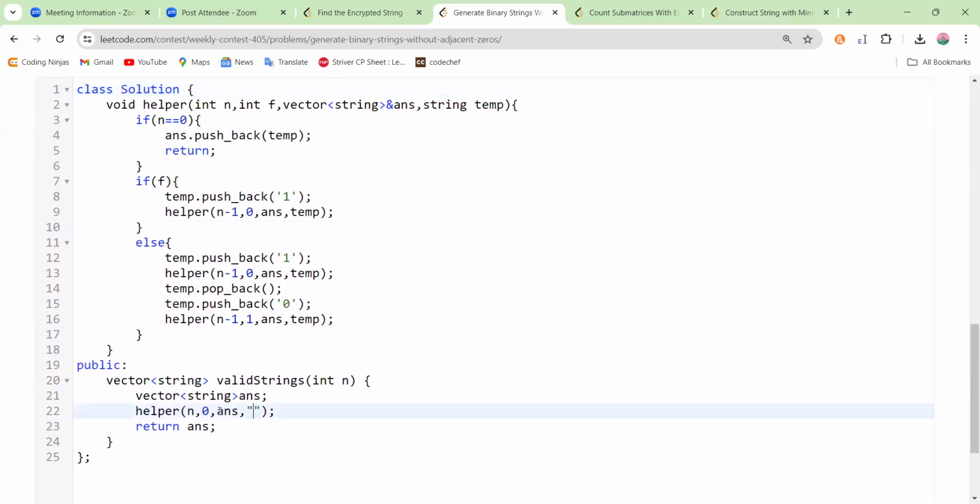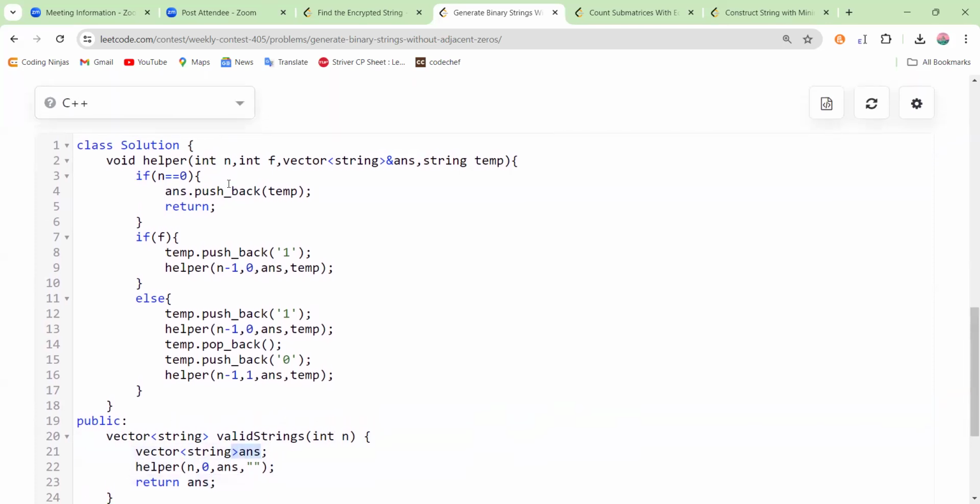So what we did, we constructed the vector string answer, and we are going to pass this answer to our helper function. In the helper function, we have the size of the string we need to construct, the value of f, which is initially 0 because we know that we don't have a restriction initially. We have this answer, and we have this initial empty string. And at the end, we are returning the answer. That is, all the valid strings are getting pushed in this vector string answer.